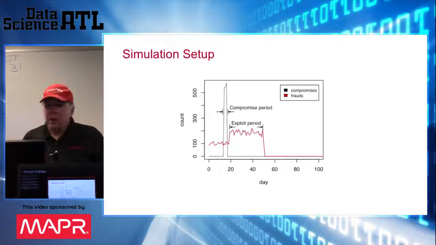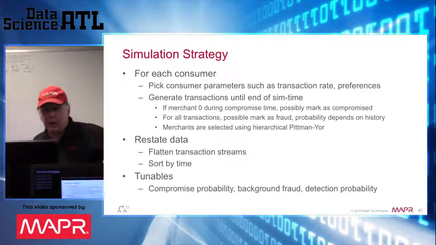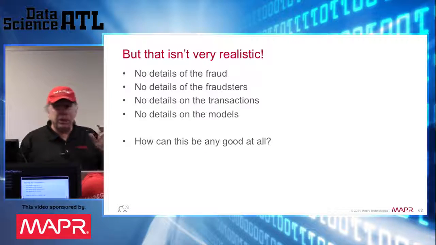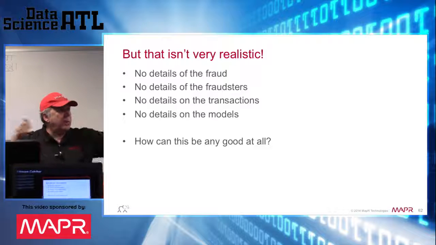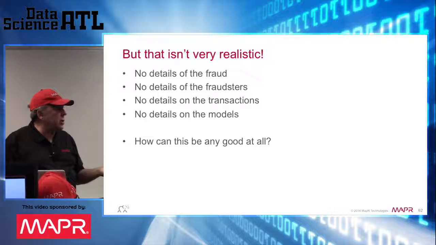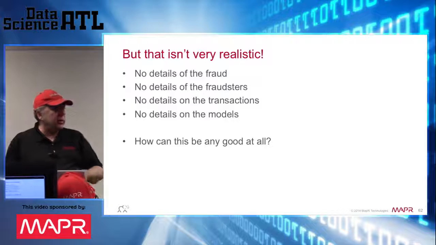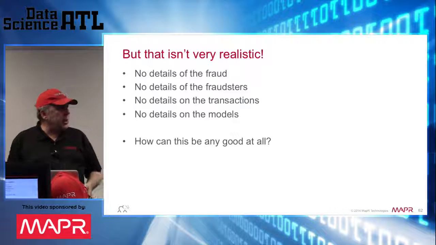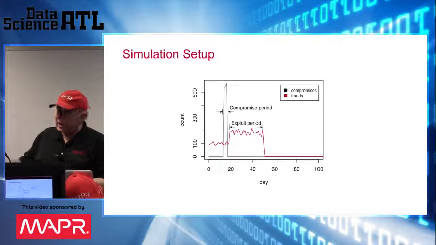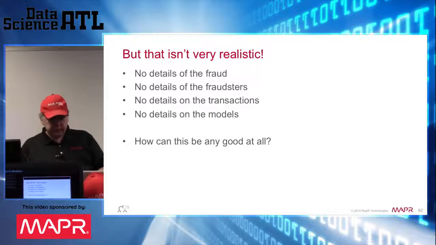So let's figure out what happens here. That's how we generate it. That's for you to read later. But remember, this is not a very realistic simulation. There are no details of the fraud. There isn't even an amount of purchase. It just says, which merchant is it? There's no detail about how the fraudsters got the data, what they did with it, how they caused it. No details on the transactions themselves. No idea what was bought, just where it was bought. No idea how much was bought. No details on the fraud models that are, see, something is detecting that fraud. No details on any of that.